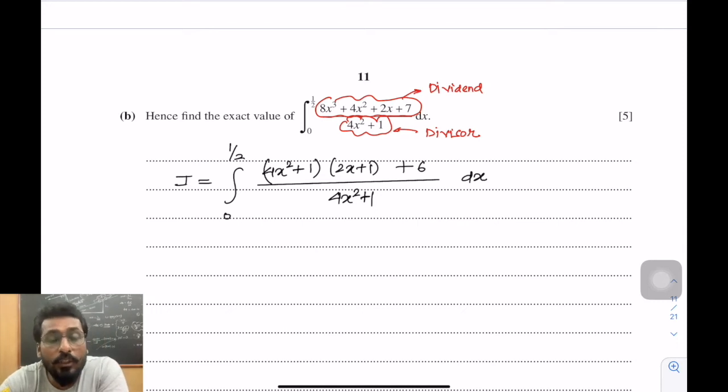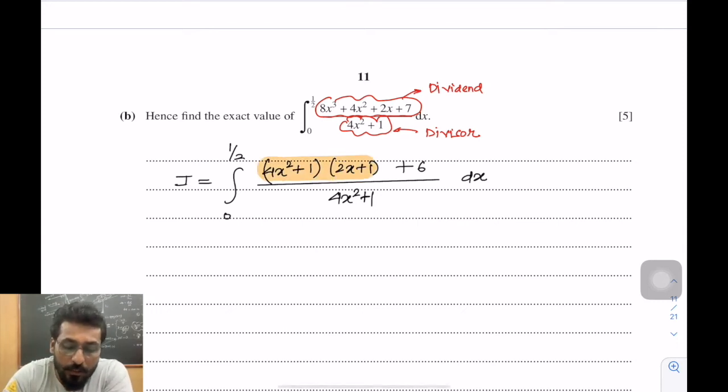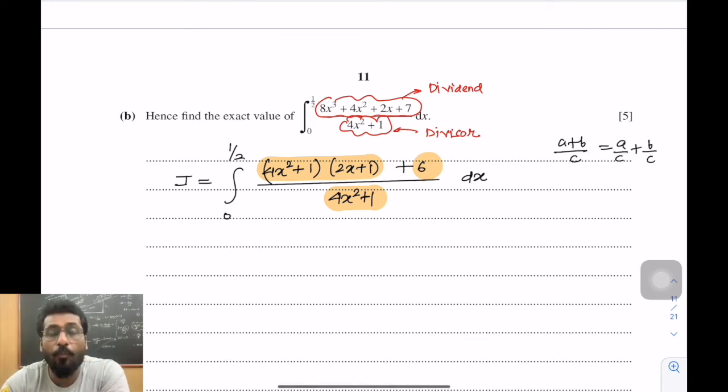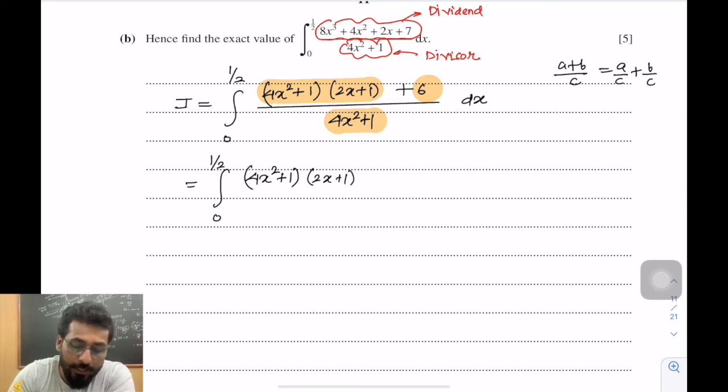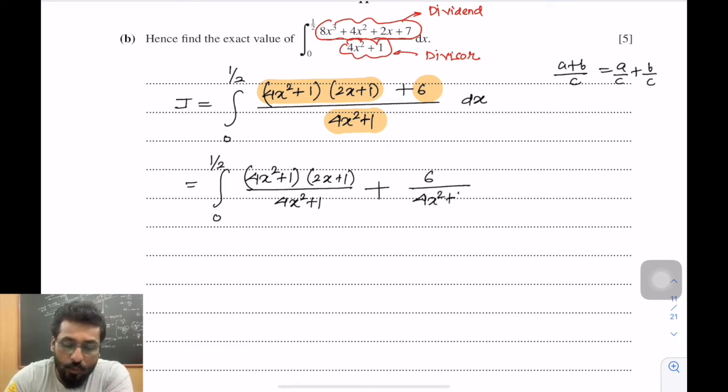Now there are two terms in the numerator, this is one term, this is the second term, and there is one term in the denominator. So does it look like (a + b) divided by c, which becomes a/c + b/c? A common denominator will get separated with the two numerators. So my next step is going to be the integral from 0 to 1/2 of [(4x² + 1)(2x + 1) divided by (4x² + 1), and then plus 6 divided by (4x² + 1)] dx.